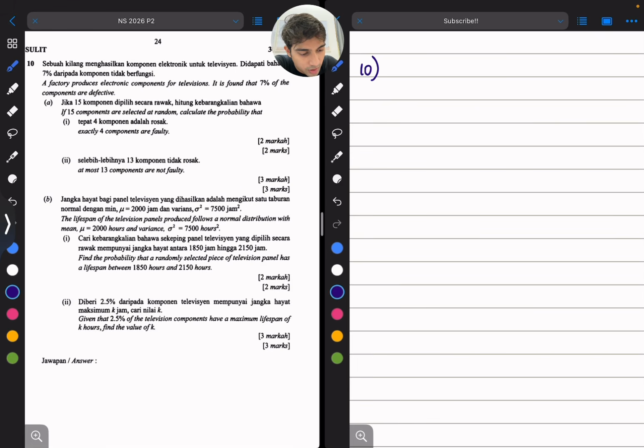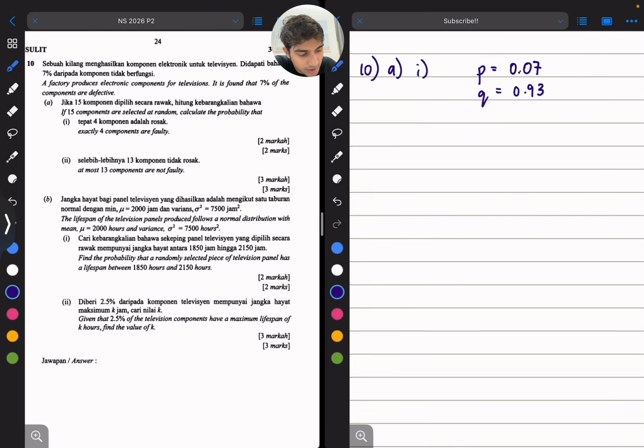So here, the probability of it being faulty is 7%. The percentage we can write in decimals, 0.07, which is 7 over 100. So the probability of success is this. The probability of failure would be 93%, so 0.93, which is 100% minus 7%.